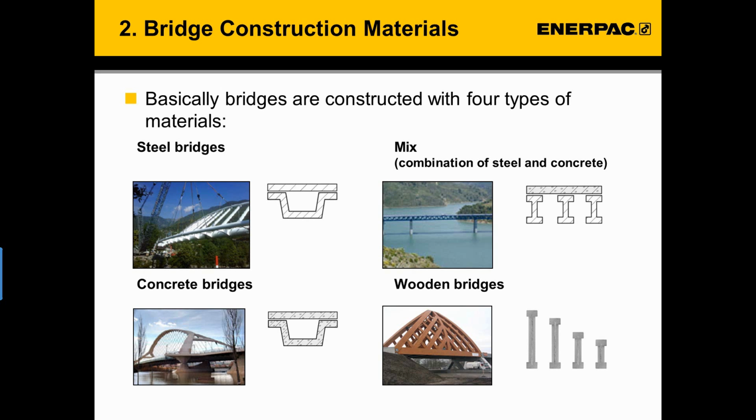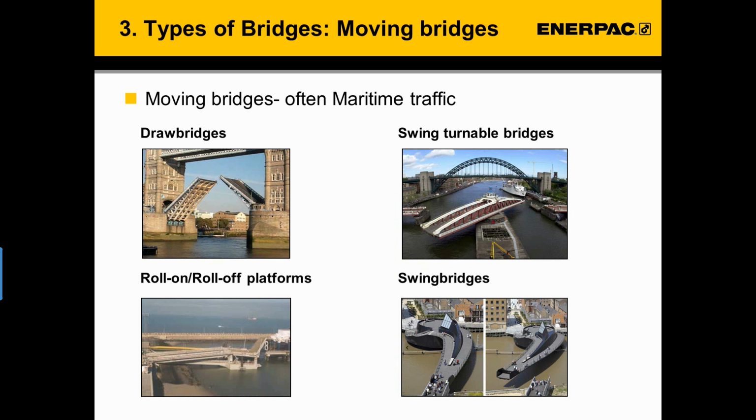As a rule, 4 types of materials are used in bridge construction: steel, concrete, a combination of steel and concrete, and wood. Looking closer at the types of bridges which we come across, we can distinguish moving bridges, portable bridges, and fixed bridges. The pictures you see are just a sample of the wonderful bridge designs that you will find while surfing on the internet.